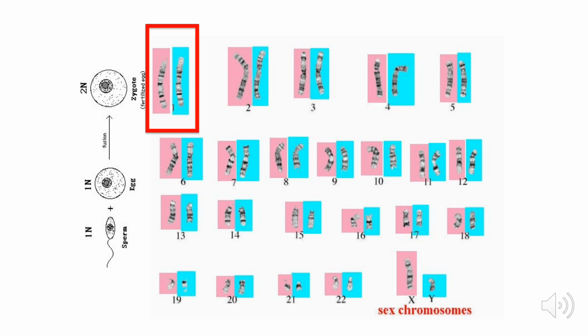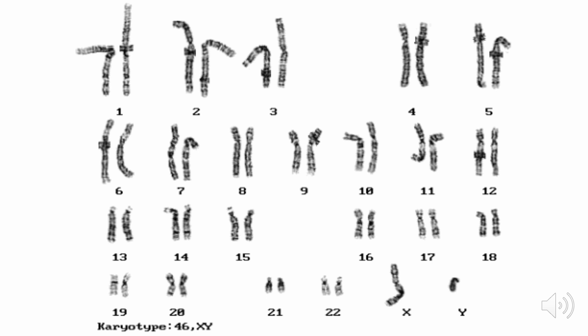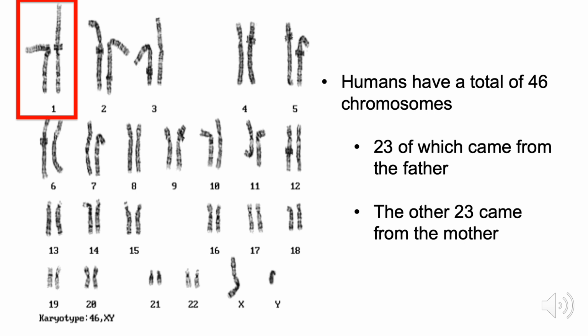So for every chromosome number there, you have a pair. One came from the egg cell, mother. One came from the sperm cell, father. That's why I want you to understand that for every chromosome number in there, one was inherited from mother and the other one was inherited from father. So, humans have a total of 46 chromosomes, 23 of which came from the father, while the other 23 came from the mother.